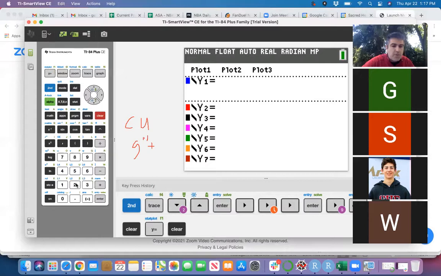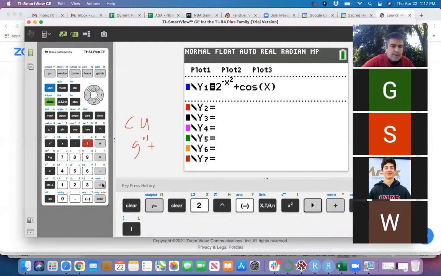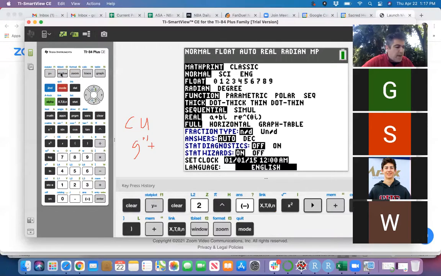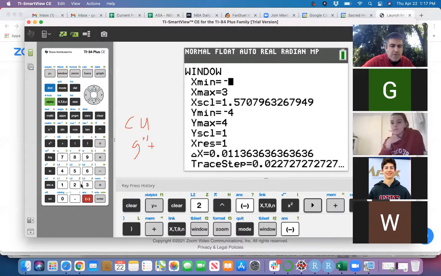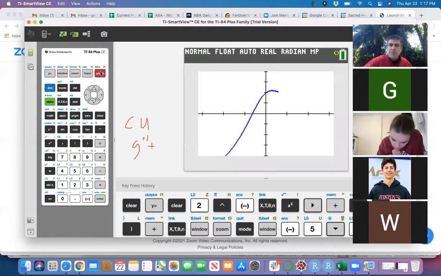So you're going to do 2 raised to negative x squared plus cos x plus x. Again, make sure you're in radian mode, which I am. And we're from -5 to 5, so it's always good to change that window as well, -5 to 5. And we'll just graph, see what happens, okay?